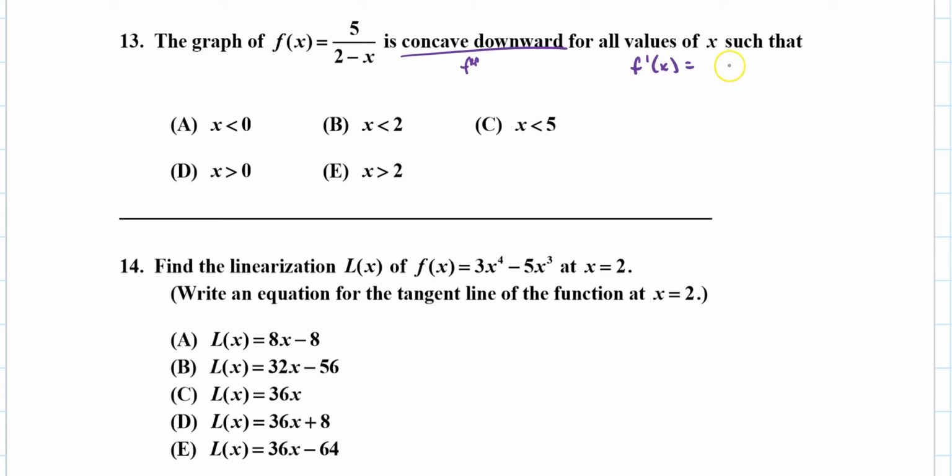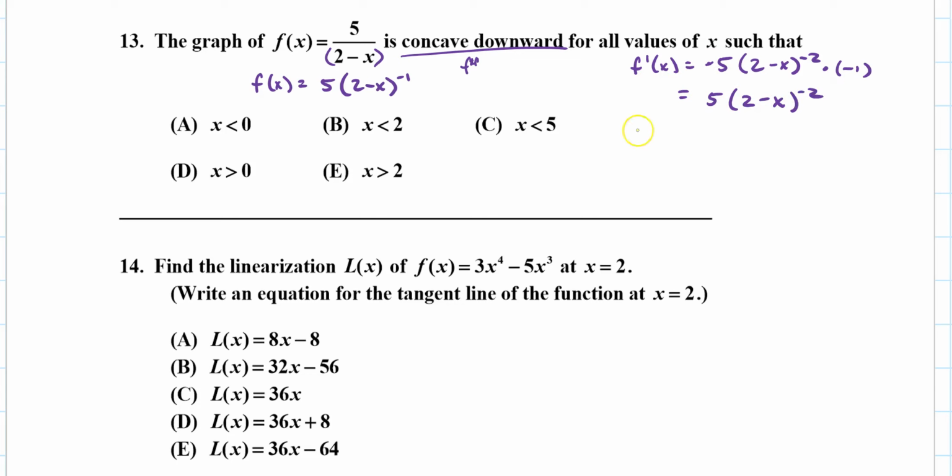You could do the quotient rule, but what I would rather do is rewrite this as 5 times 2 minus x to the negative first power. Just bring that entire denominator up, make it a negative. So now I have negative 5 times 2 minus x to the negative second, chain rule, times negative 1. So my first derivative is 5 times 2 minus x to the negative second power.